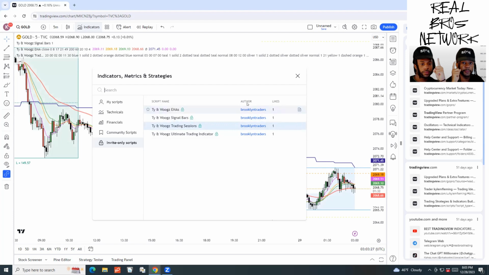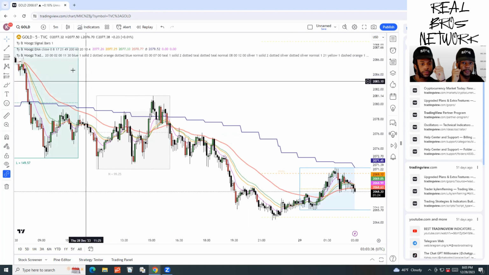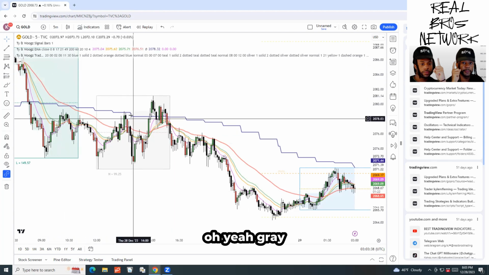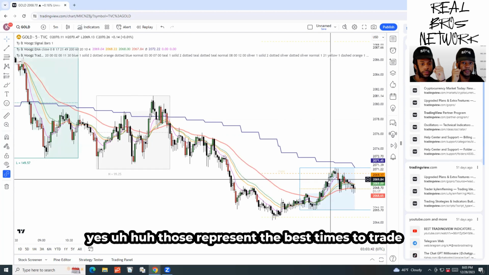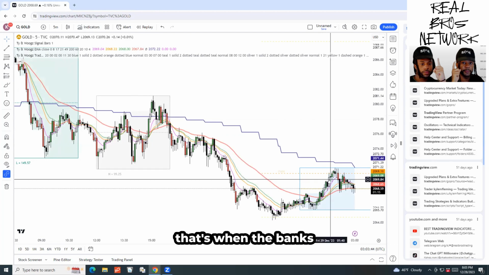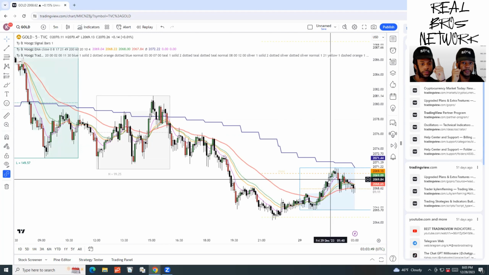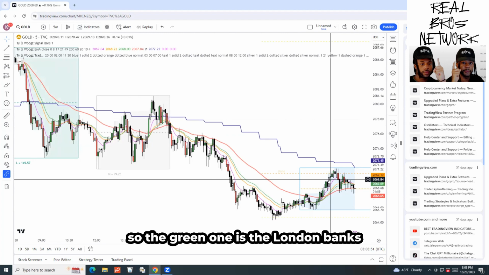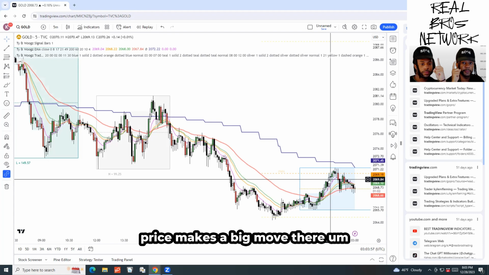And we're going to get into this one. So you see the green, gray, and blue boxes on the screen? I see the green one. Oh yeah, gray and blue. Yes. So those represent the best times to trade. That's when the biggest banks in the world are open and they start moving the market. So the green one is the London banks, the top banks in London. They open up there and price makes a big move there.